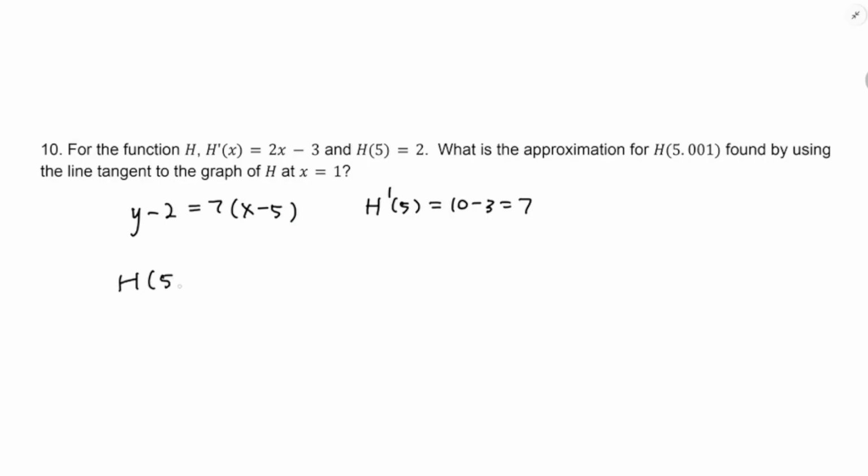H of 5.001 would be approximately equal to 2 plus 7 times 0.001, and so that would be 2.007.